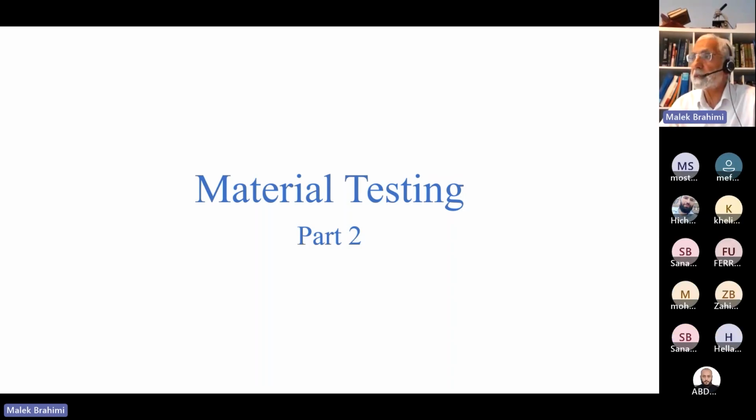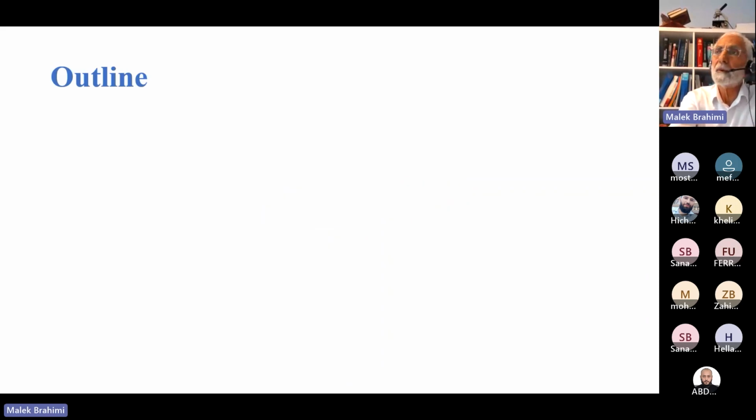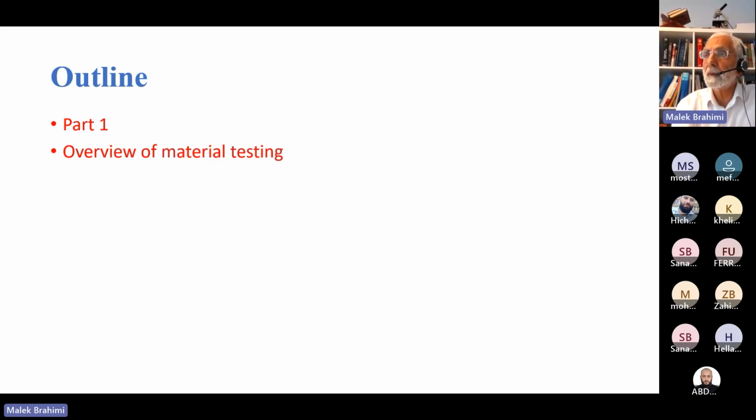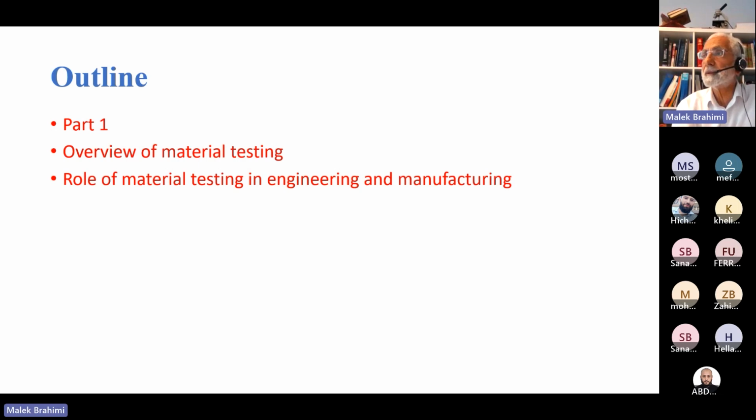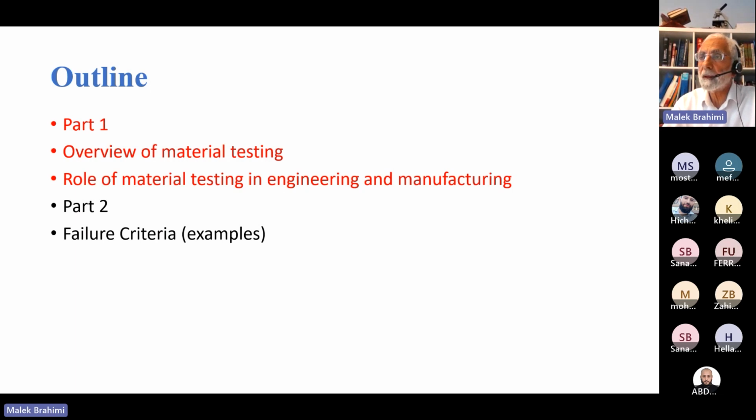Part 2: Material Testing, Part 2. نبدأ إن شاء الله for the outline. بالنسبة للبارت 1 كنا رأينا overview of material testing وكذلك role of material testing in engineering and manufacturing. هذا كان في السابق. أما اليوم Part 2 سوف نرى failure criteria examples.